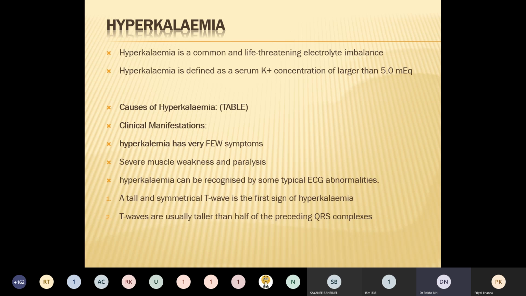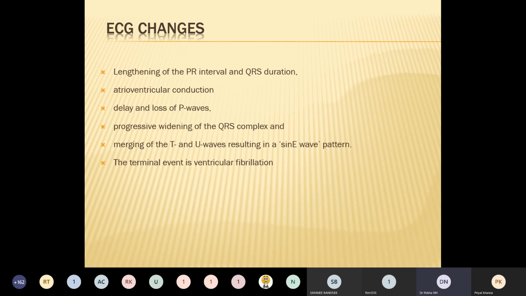Mainly ECG changes. The patient can have tall, tented T waves, lengthening of the PR interval and loss of the P wave, and widening of the QRS complex. There is a merging of the TU wave with the QRS; we call it a sine wave pattern. In extreme cases, the patient can develop ventricular fibrillation.